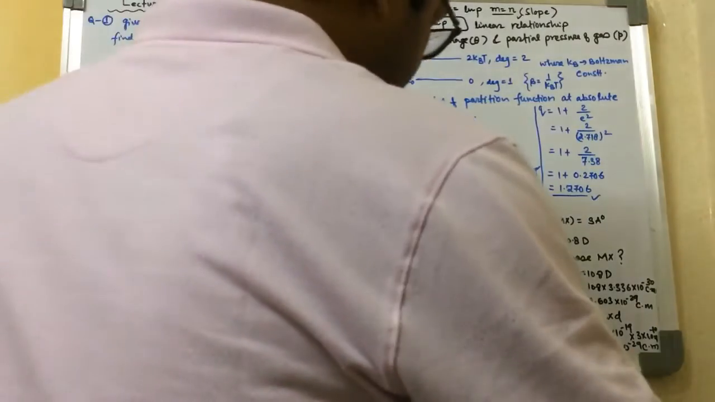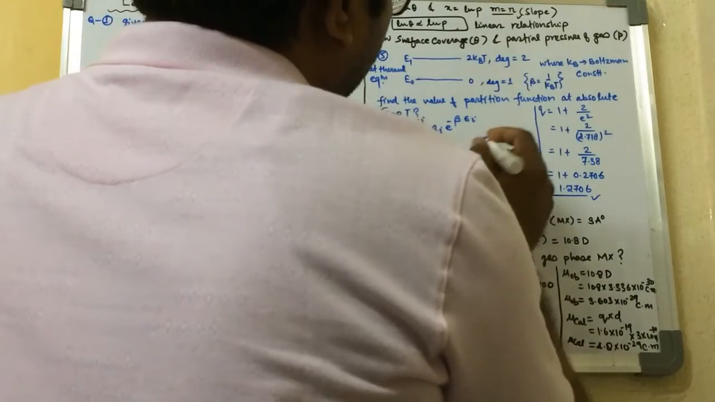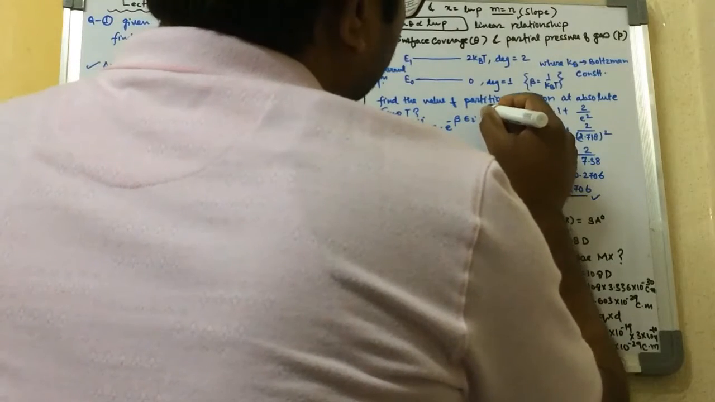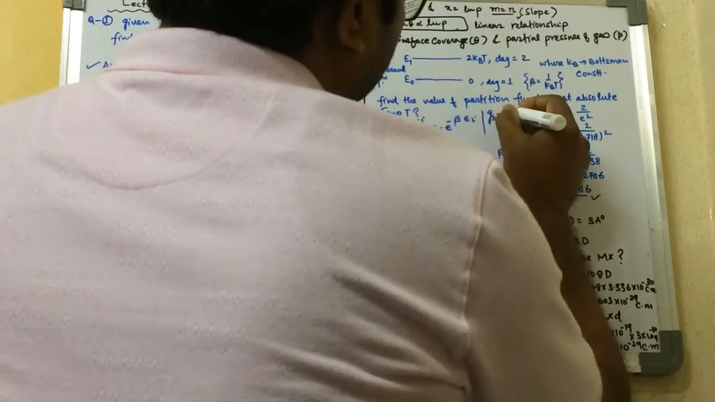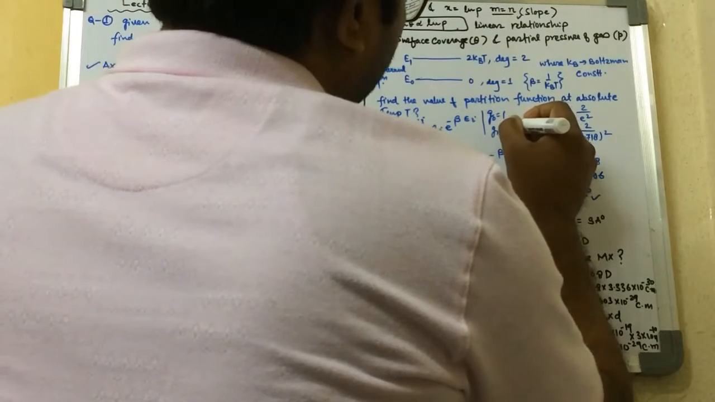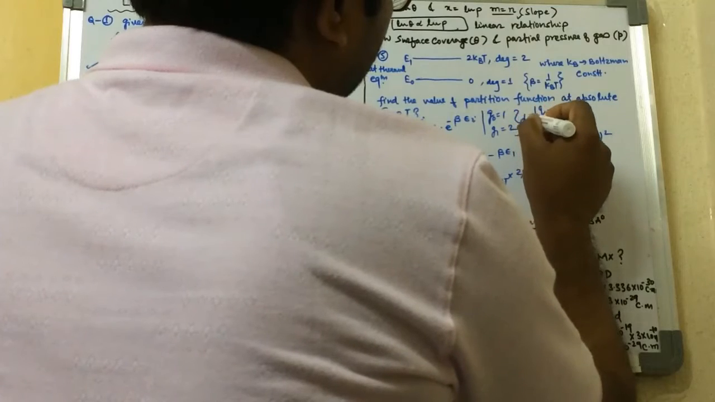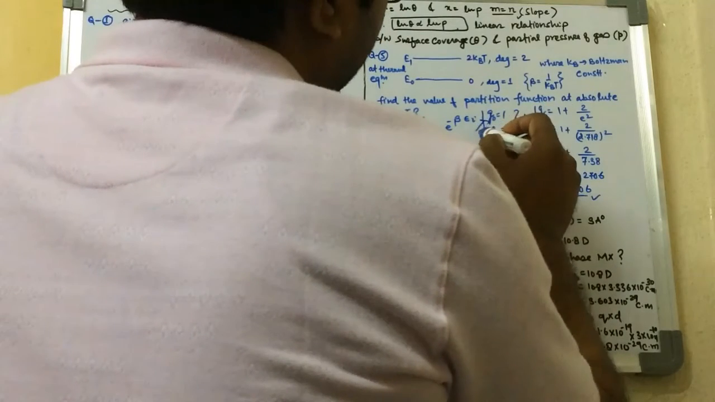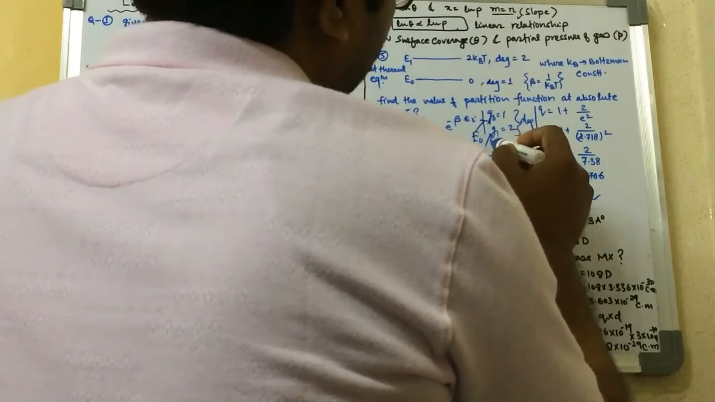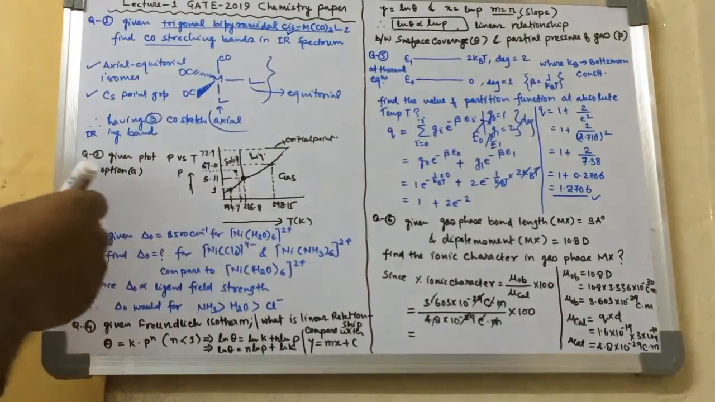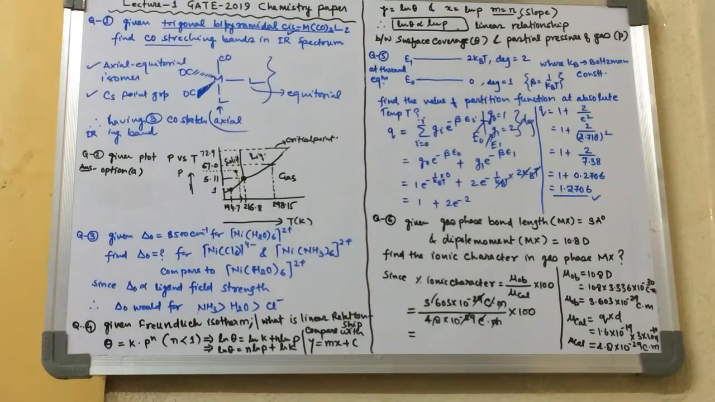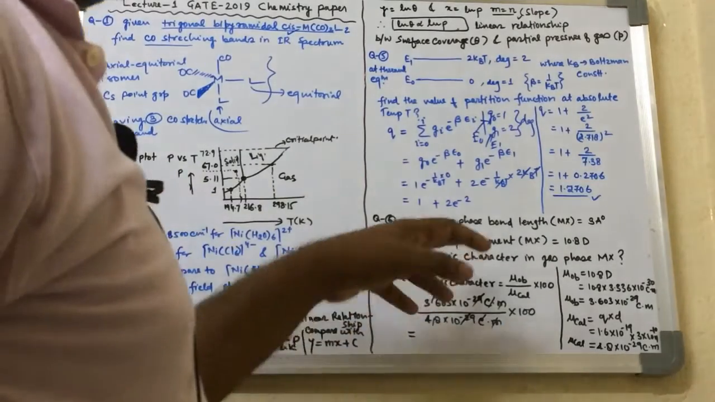So here g0 is 1 and g1 is equal to 2. These are the degeneracies of the energy levels E0 and E1. So simply put all these values in that expression and you will get the answer.